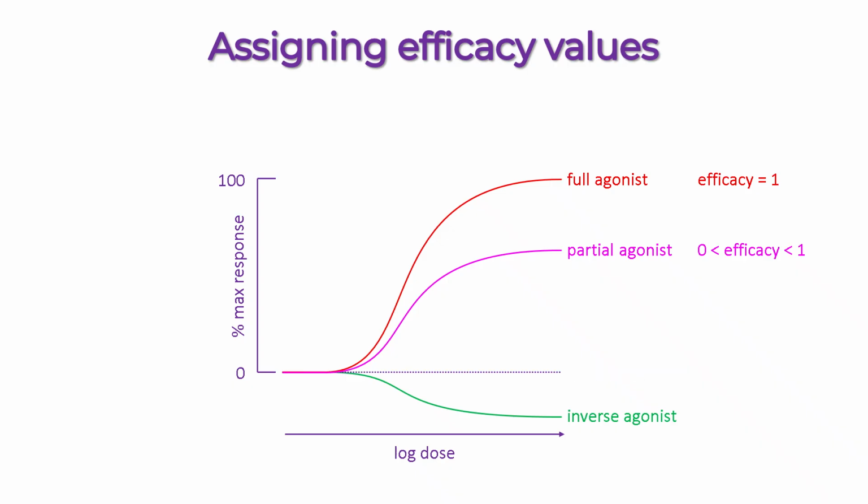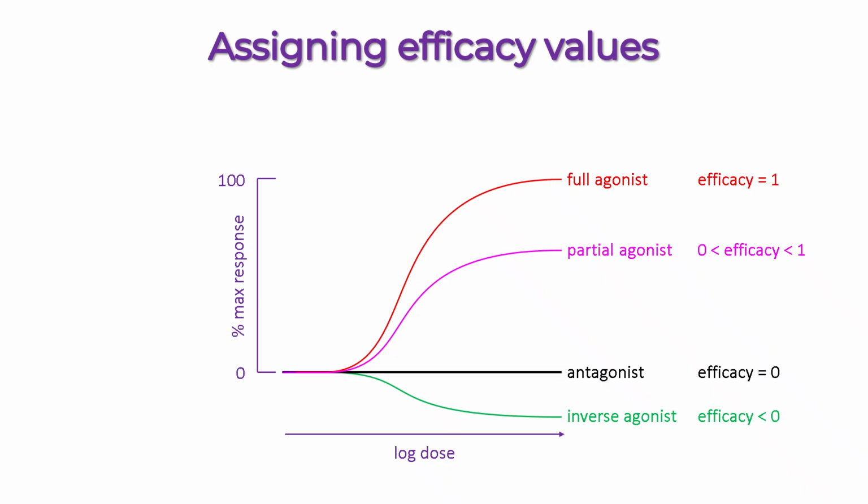An antagonist produces no response on its own. Its efficacy is defined as 0. Inverse agonists reduce activity below basal levels. They are assigned negative efficacy values.